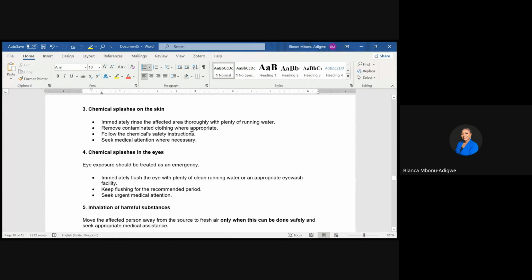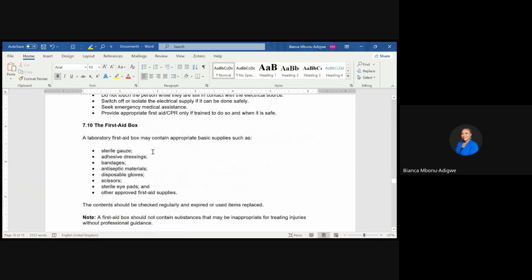If it is a chemical splash on the skin, quickly remove the contaminated clothing where appropriate. You have to wash the place very well with running water first. So I'm going to send this to you so that you will look at them and prepare yourself. So there are lots of them.